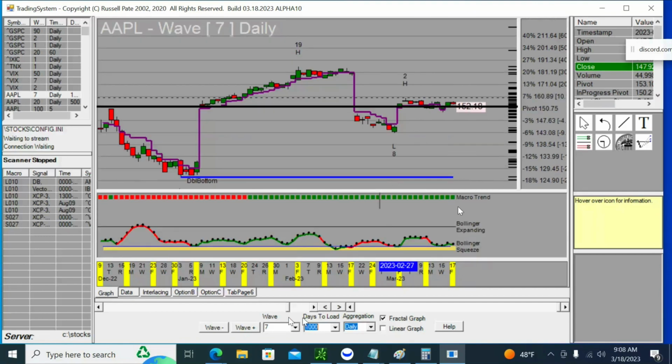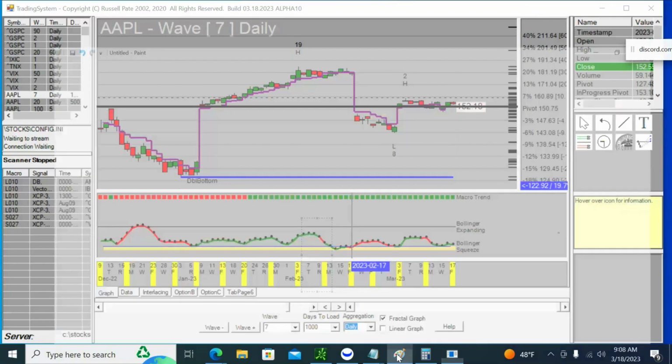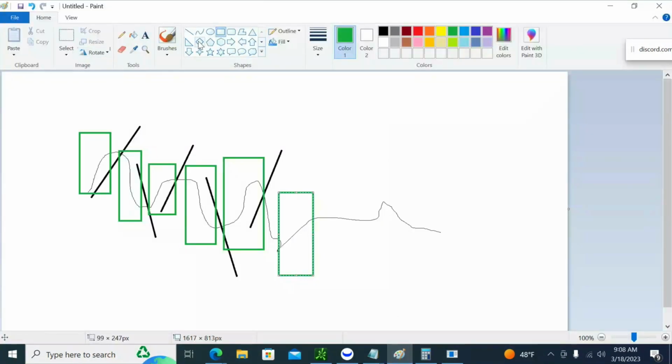And then this stuff down here, this macro trend, is just another vector at a longer interval underneath the hood. And then this Bollinger expansion area, we have the Bollinger Bands.